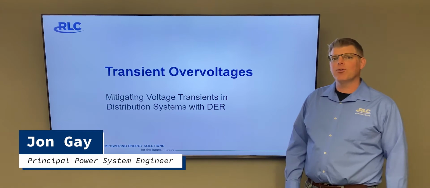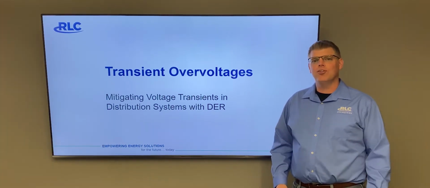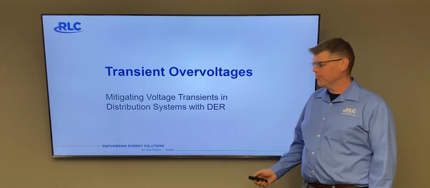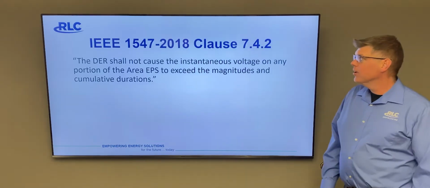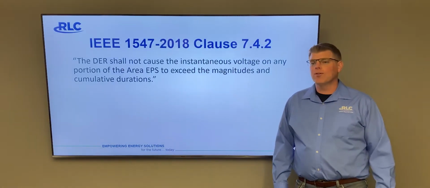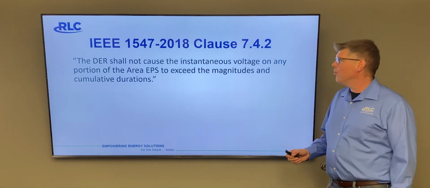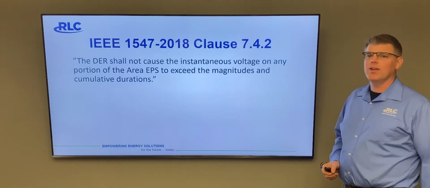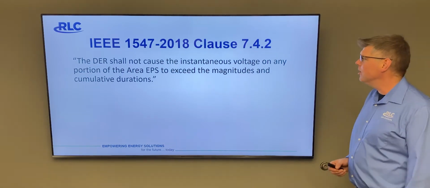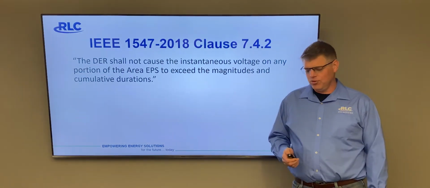Today we'll be talking about transient overvoltages in distribution systems with DER. IEEE 1547 requires that all DER shall not cause an instantaneous voltage on any portion of the area EPS to exceed magnitudes and cumulative durations.